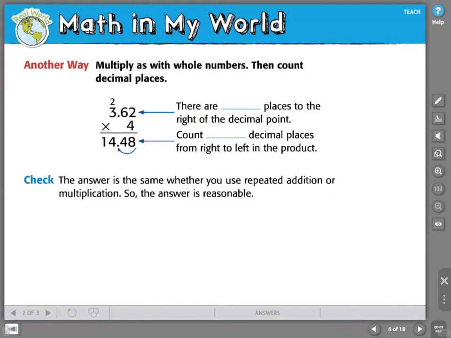Another way is we can multiply it just like we would multiply whole numbers, then count the decimal places. So here they've shown you what that multiplication problem would look like. Pretend like you're multiplying 362 by 4. And since there are 2 places to the right of the decimal point, we're going to count 2 decimal places from right to left in the product. The answer is the same whether you use repeated addition or multiplication, so our answer is reasonable.